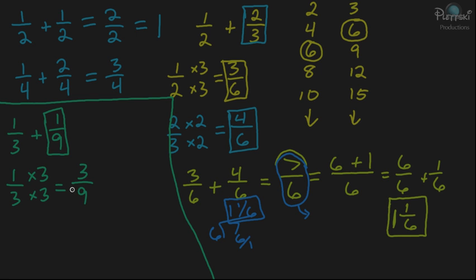So you'll get 3/9. And now we can add 3/9 plus 1/9. And that'll give us 4/9. Now this is already reduced. We can't reduce it anymore, so we're done.